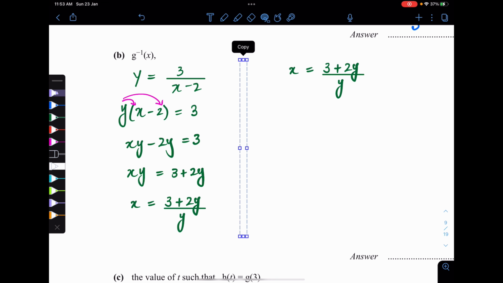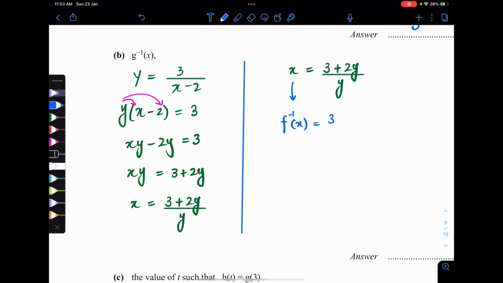The first one being replace x with f inverse and replace y with x. So we have y at two places, so we're going to replace all of them. And this is your final answer.